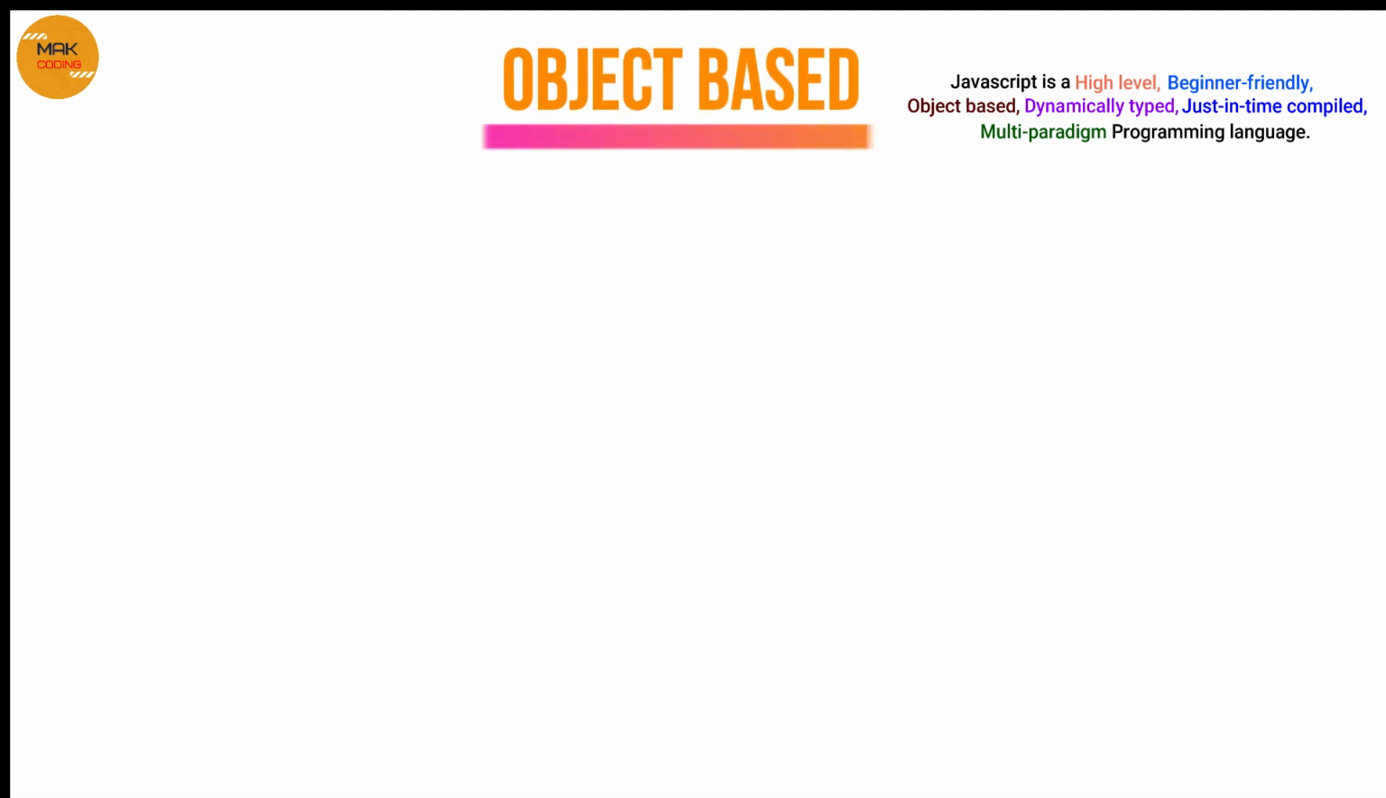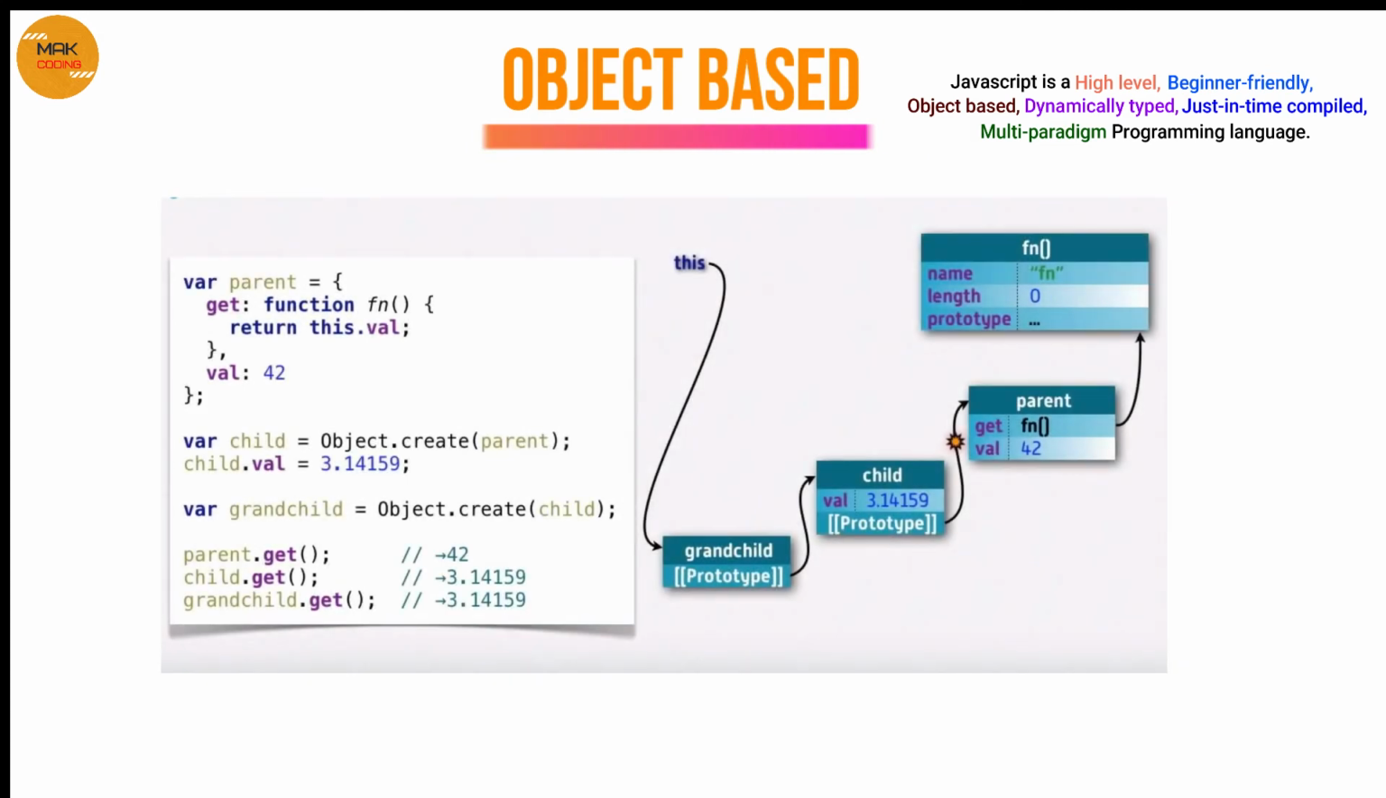JavaScript is an object-based or prototype-based programming language. It means that in JavaScript everything is an object in the background of code execution. Prototype is simply chaining of object properties. Don't worry, you will understand later in this course.